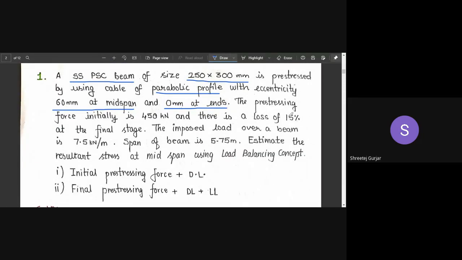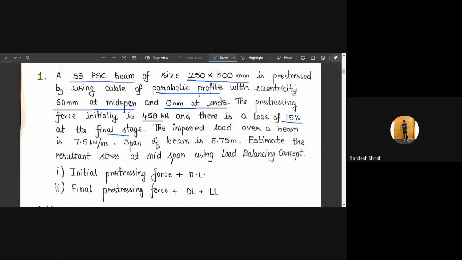The pre-stressing force initially is 450 kilonewton, and then there is a loss of 15% at the final stage. So can anyone tell me what is the effective pre-stressing force after the losses? 382.5 kilonewtons. Okay, how have we calculated that?